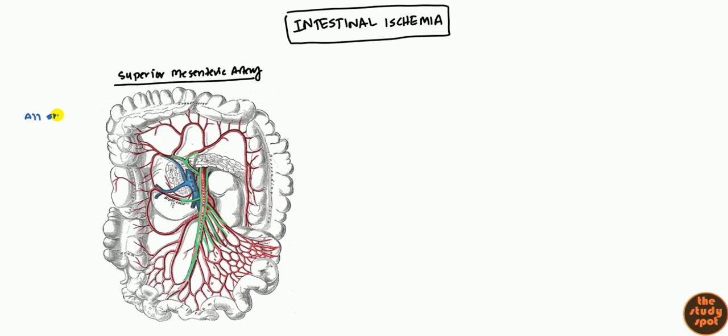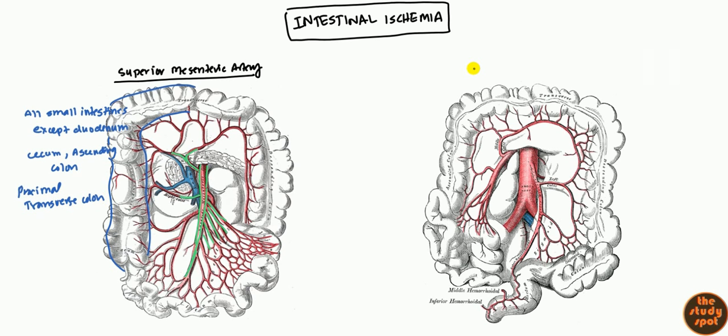So what does it actually supply? It supplies all of the small intestine except for the duodenum. And with regards to the large intestine, it supplies the cecum, the ascending colon, and it also supplies the proximal transverse colon. I've highlighted in blue the entire part of the colon that it supplies.